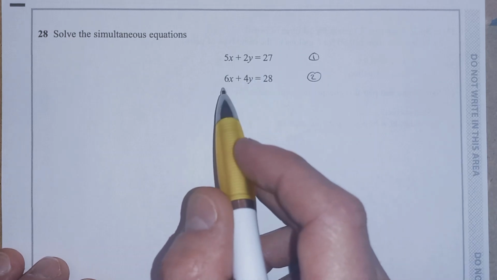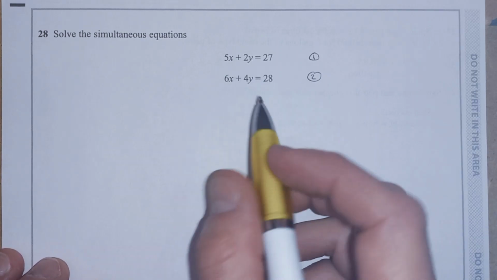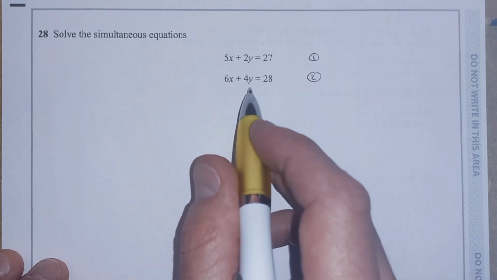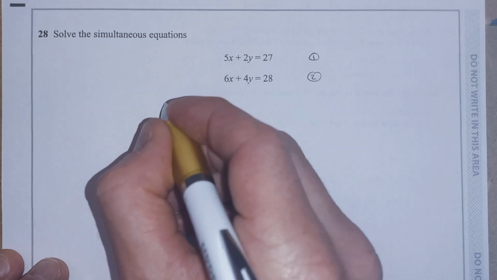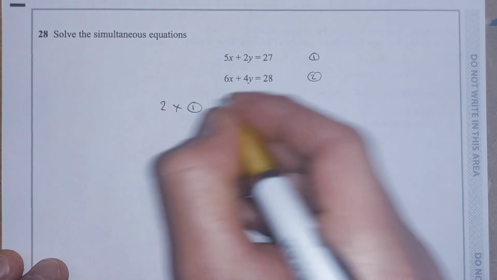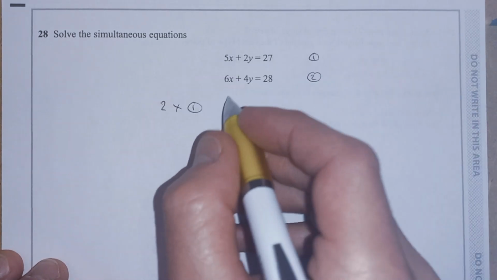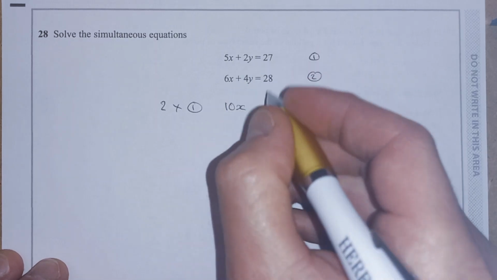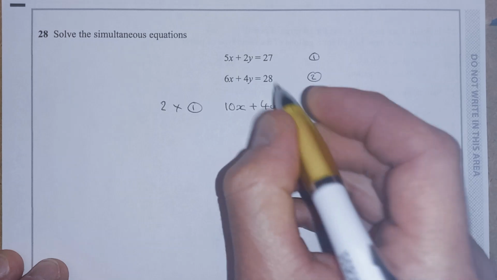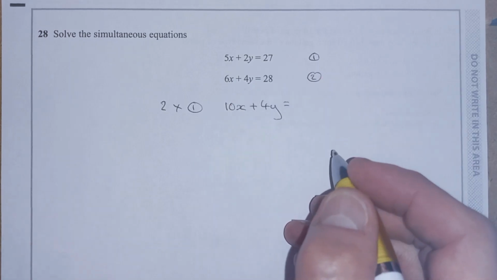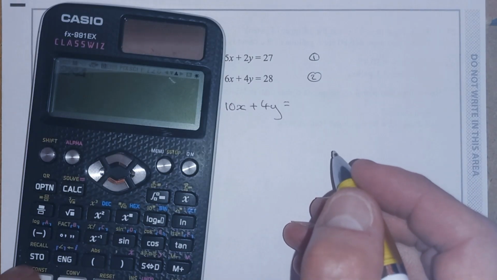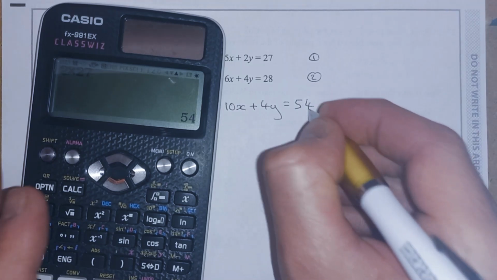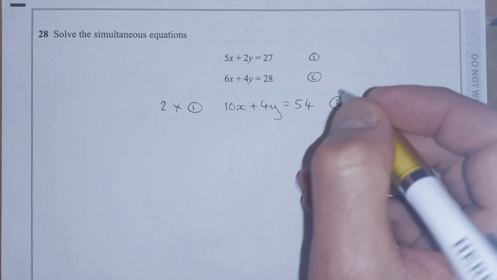So we'll solve for x, and then we can put that back in. So if I had 4y up here, I'd be able to subtract these equations from each other. So what I'm going to do is 2 lots of the first equation. So I'm going to double this one. So 2 lots of 5 is 10, so 10x. 2 times 2y gives me 4y. And 2 times 27, let's use the calculator for that. 54. And I'm going to call that equation 3.